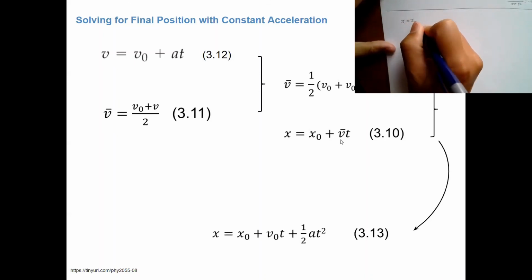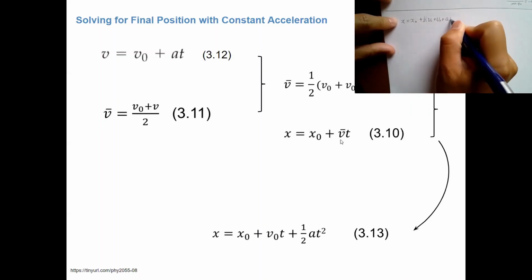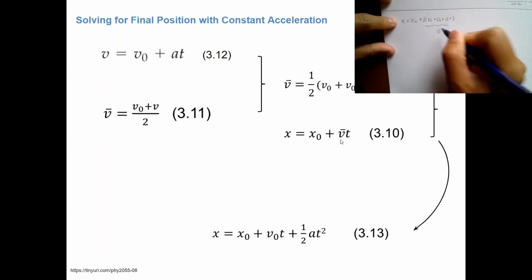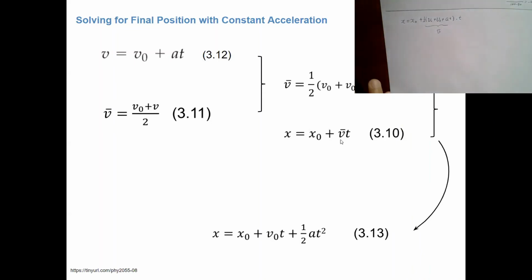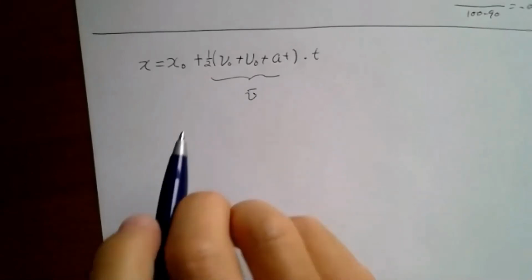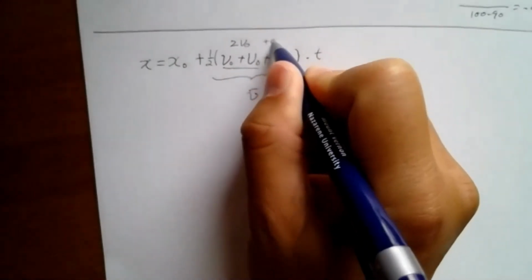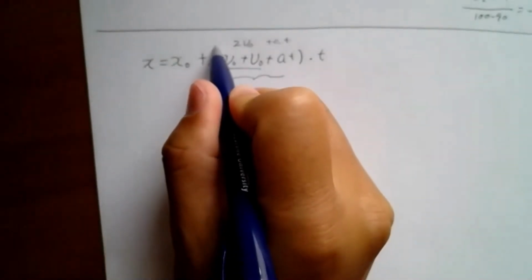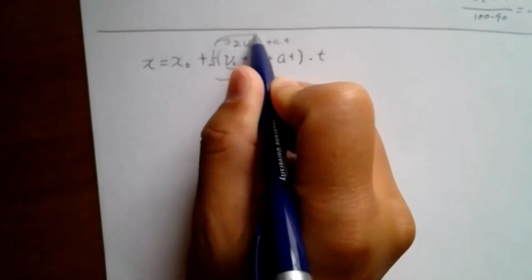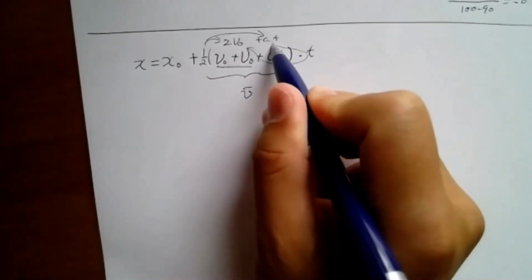So x final equals, this is from 3.10, x naught plus v average. I'm going to take the expression above it, 1/2 (v0 plus v0 plus at). This is the v average, times t. Now you can see here v0 plus v0 will give you 2v0, plus at from the parentheses. Then you will be distributing 1/2 into the two terms in the parentheses, and also the t into those two terms as well.